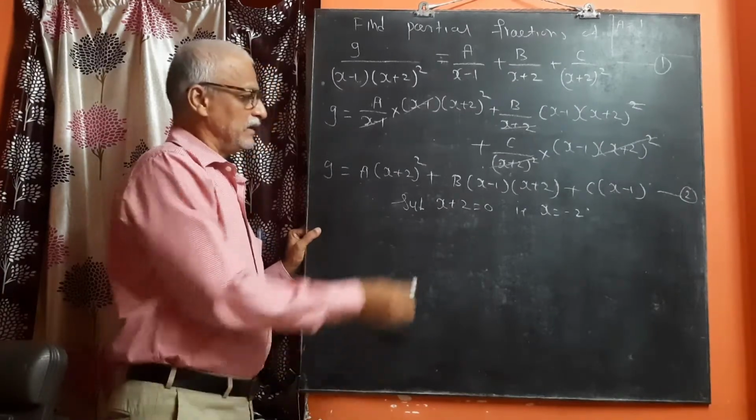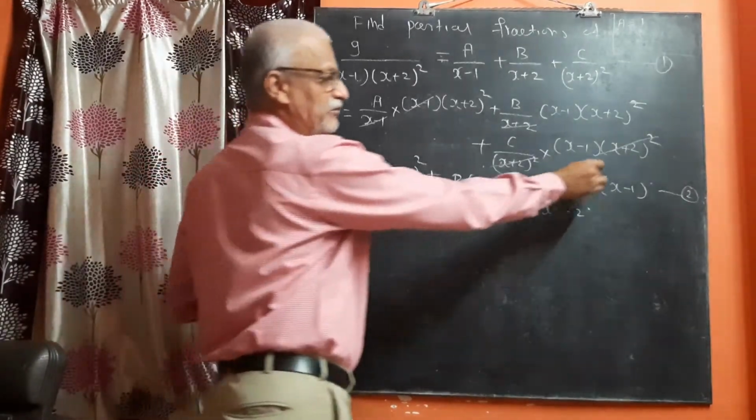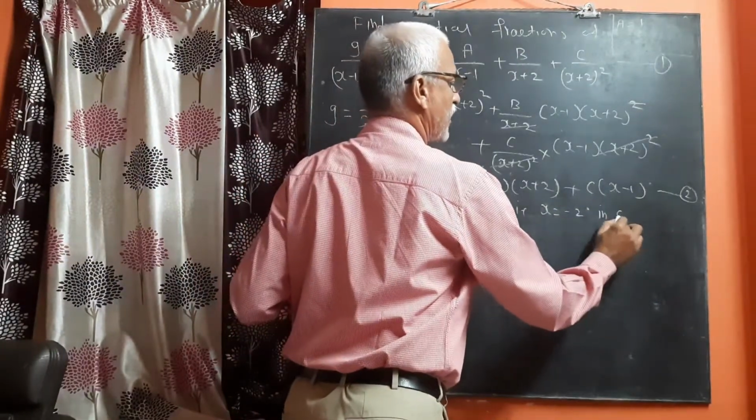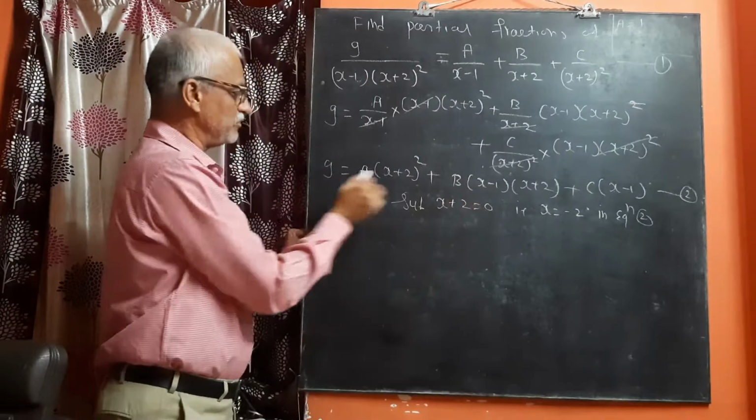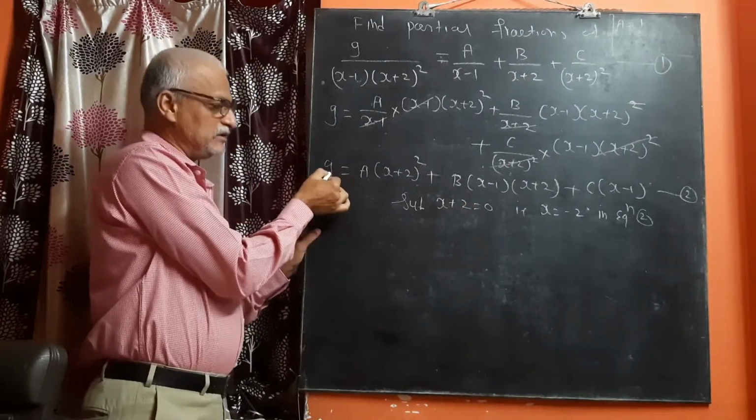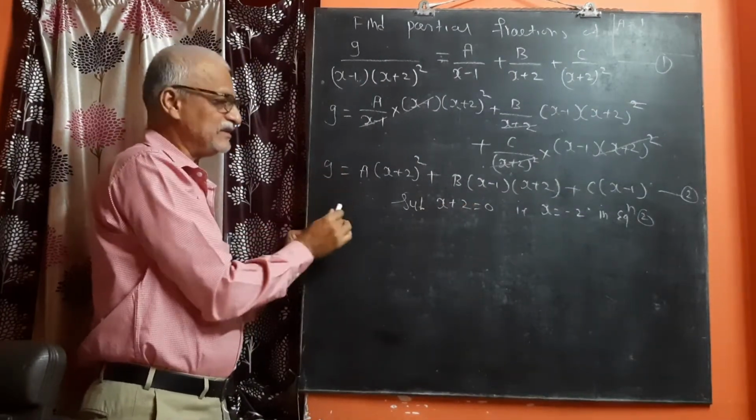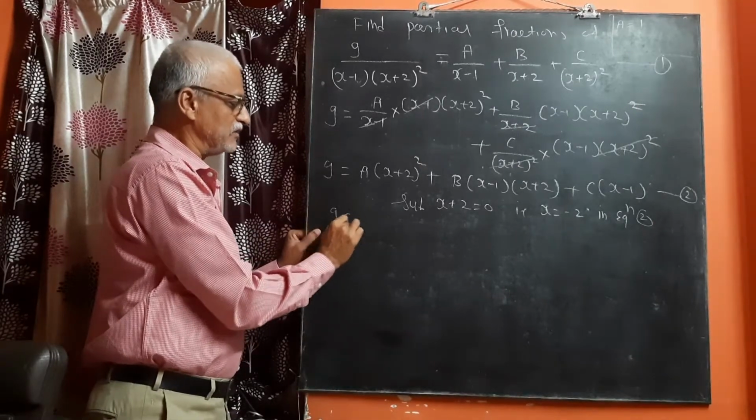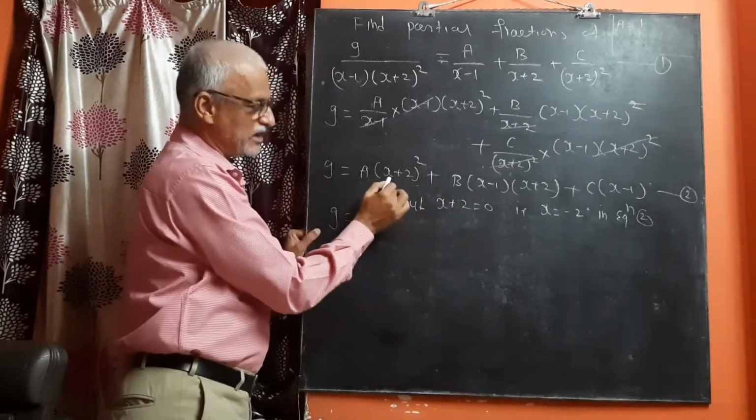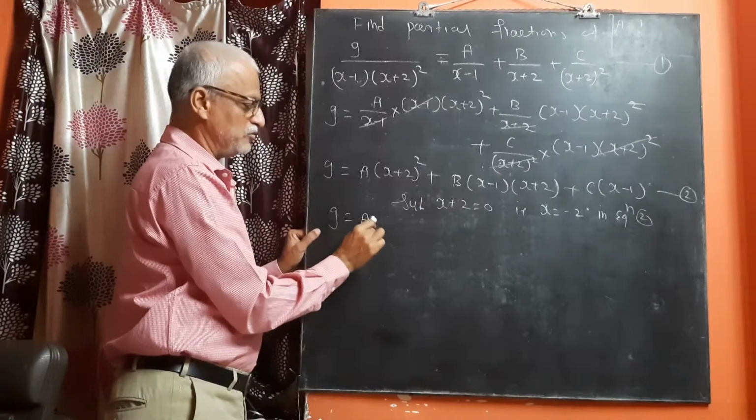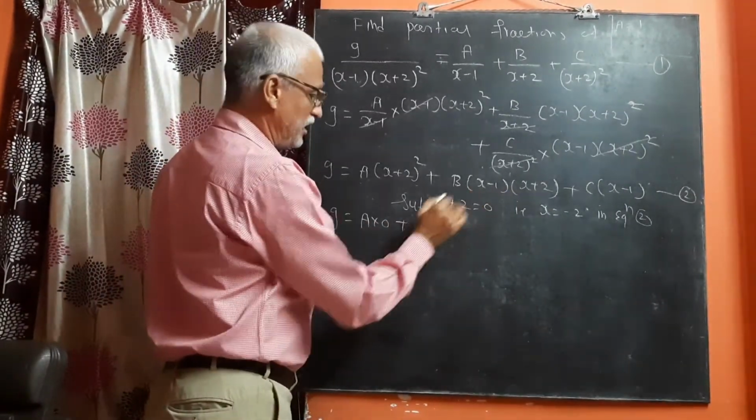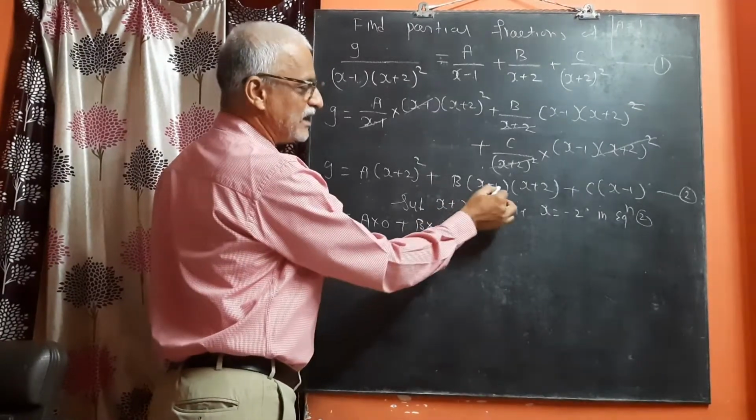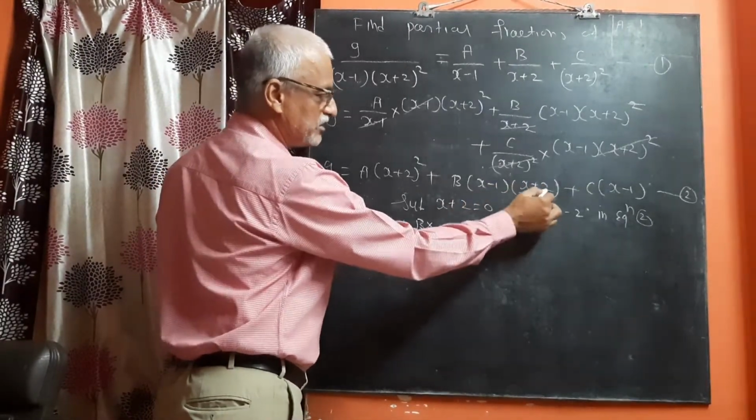Now कहाँ पे substitute करना है आपको? In equation 2. So substituting x equals to minus 2. Again, in this right hand side there is no x, that means it remains as it is. 9 is equals to, x plus 2 equals to 0, यहाँ पे x plus 2 है, so that will become a into 0. You can directly put 0. Plus b into, again x minus 1 into x plus 2. Again x plus 2 is there, so you can substitute x plus 2 equals to 0.